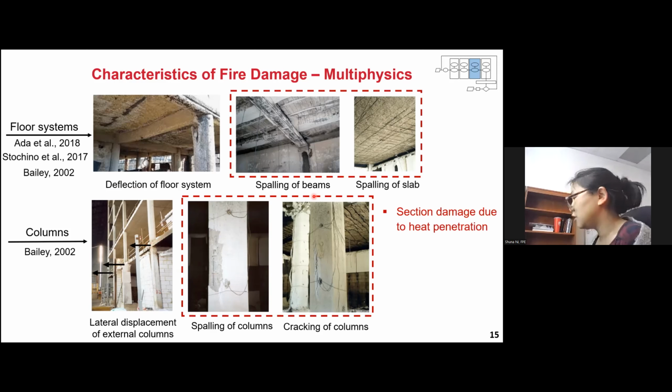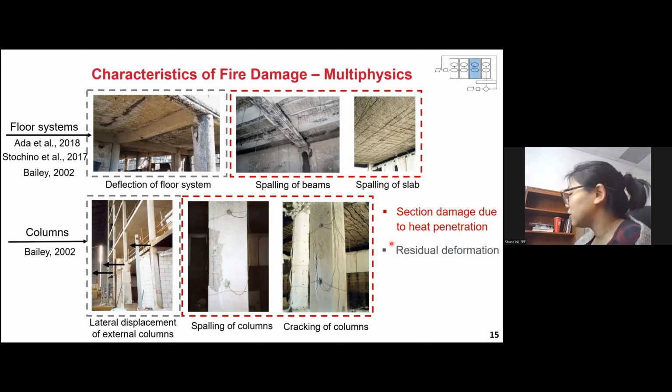So basically, the damage has two types. One is the section damage due to heat penetration. Concrete spalling is one example. Another is the residual deformation. After the fire, even when the temperature is cooling down, the large deformation cannot recover completely. So this residual deformation also needs to be quantified when we estimate the fire damage to a building.